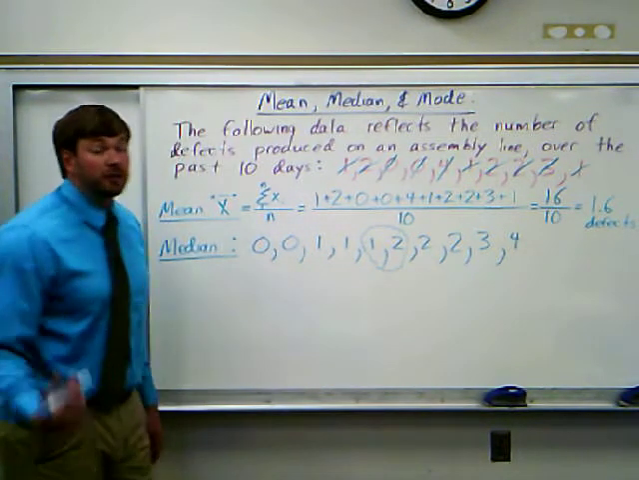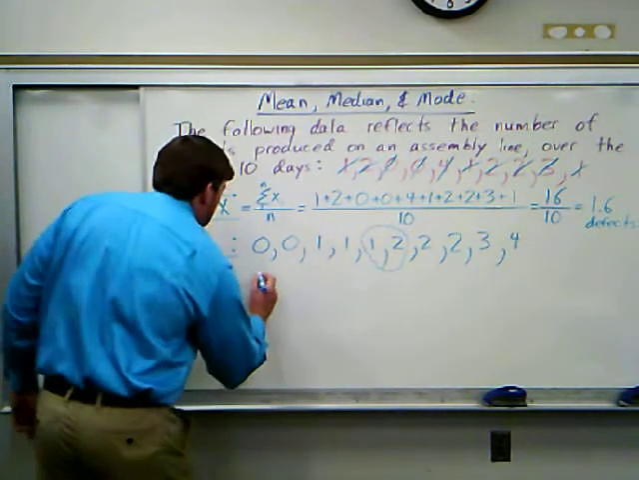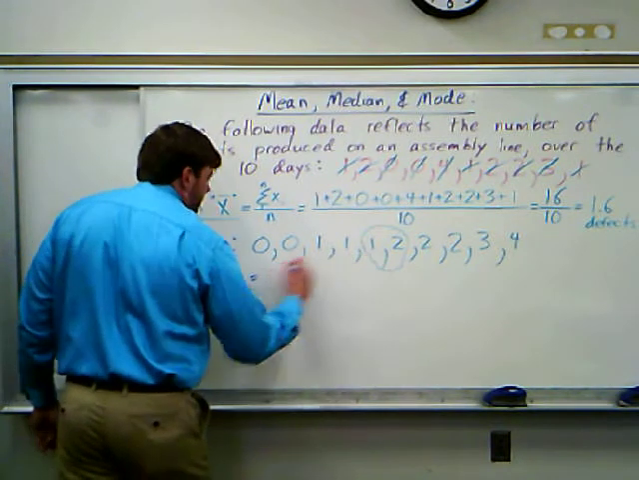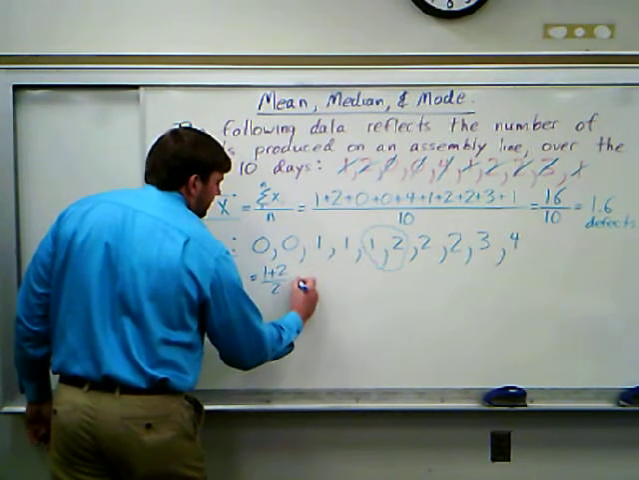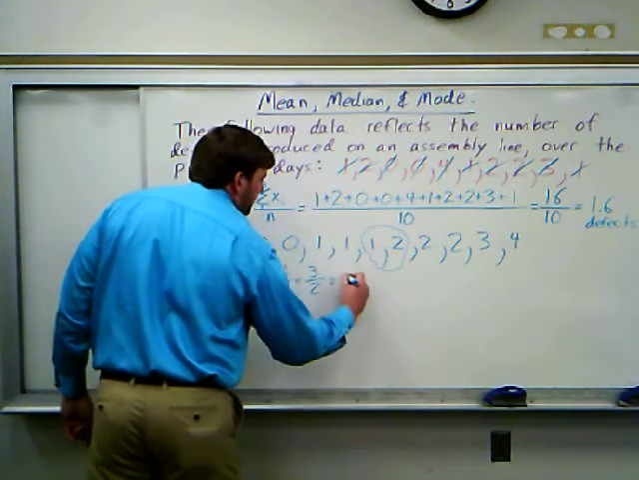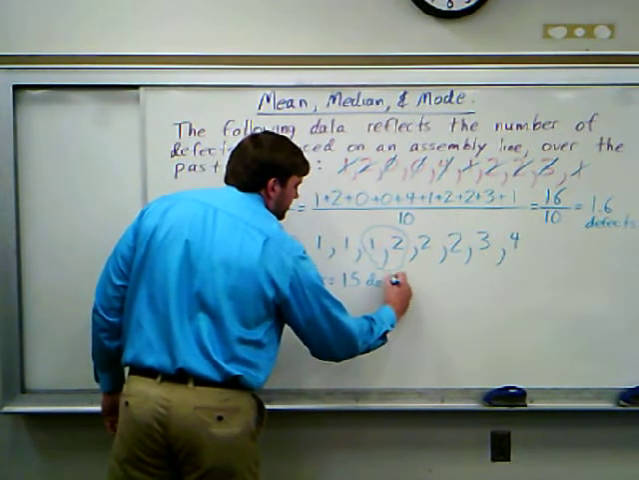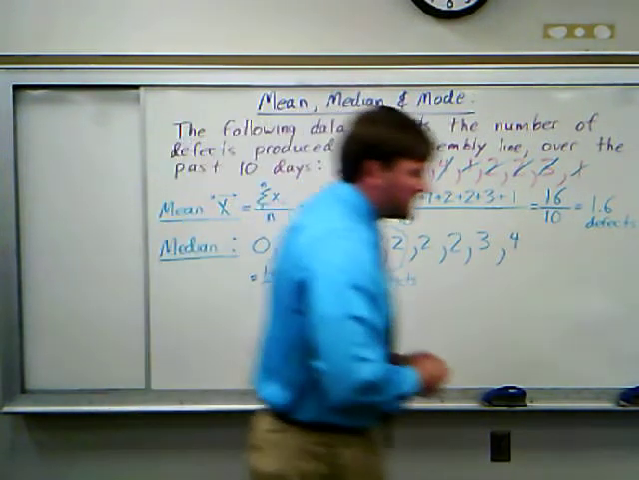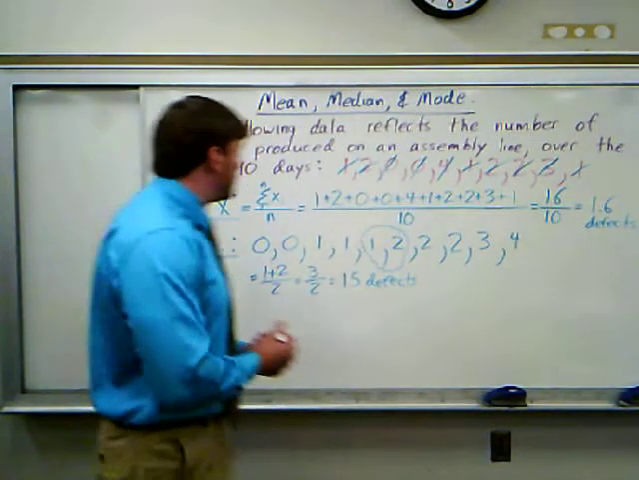So since we're in this situation where we have 2 middle numbers, all we want to do is just figure out the average between those 2 numbers. So the median in this situation would be 1 plus 2 divided by 2, or 3 over 2, or 1.5 defects. Alright, now finally for the mode.